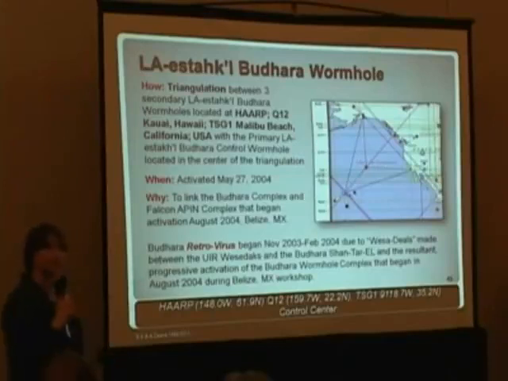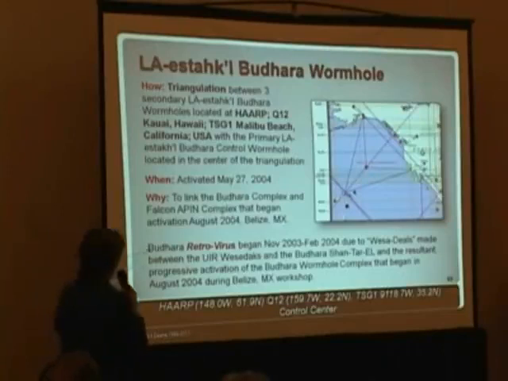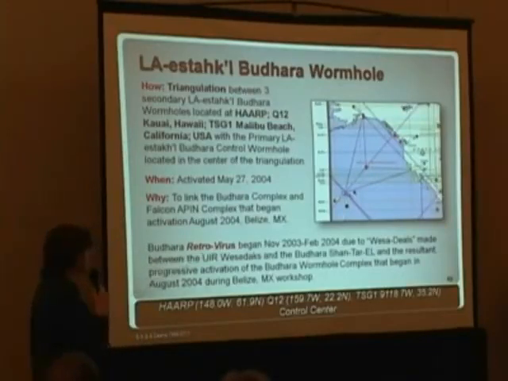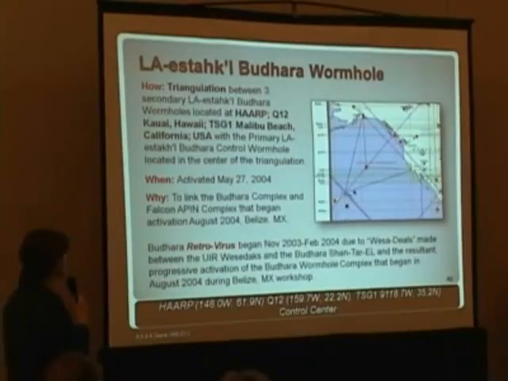And this is when Cathara 2.3 was brought out, the crystal body restoration healing technologies. So the retrovirus began November 2003, February 2004, due to WISA deals made between the UIR Wisadex and the Budhara Chanterelle, and the resultant progressive activation of the Budhara wormhole complex that began August 4th, 2003 during the Belize, Mexico workshop.